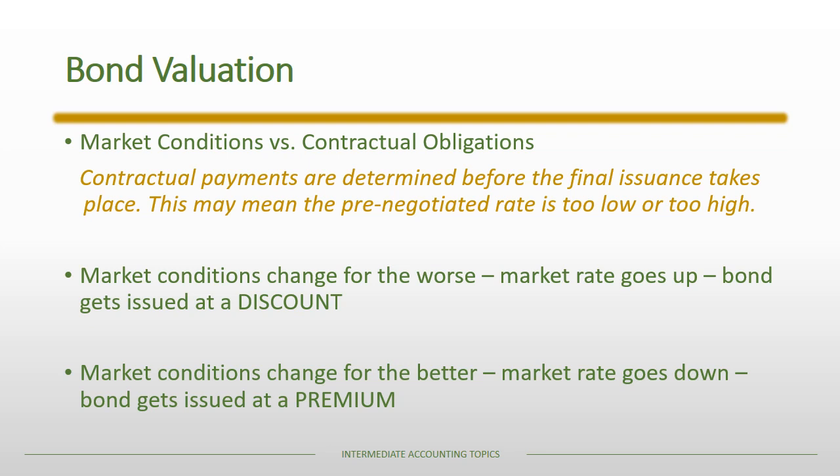It's very rare that a company would intentionally issue a bond at a discount or a premium. Rather, usually it's some change in the market dynamic between the negotiated rate and the actual issuance. Usually that change in the market is what will create a discount or a premium.